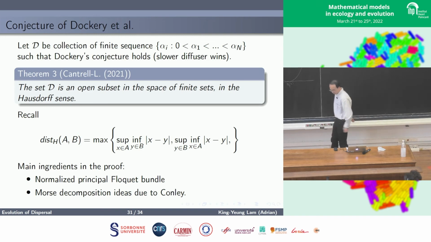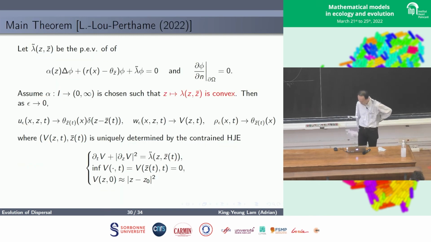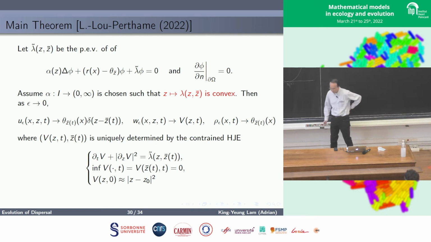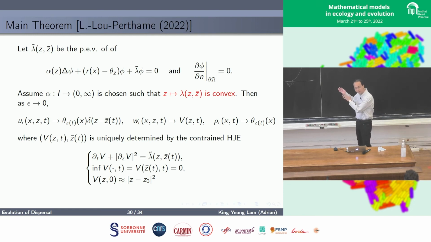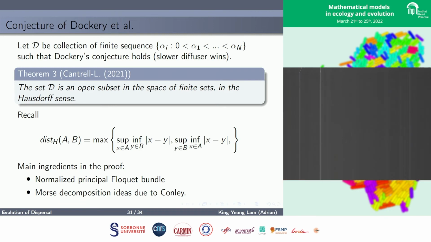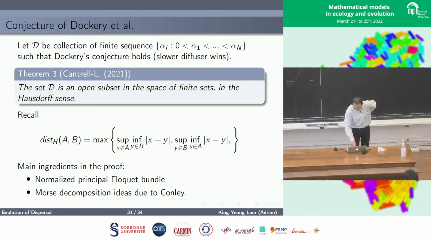The consideration of the principal Floquet bundle originated from this collaboration, and it turns out that if you think of the selection-mutation model as a model of infinitely many species, we have found a concept that is useful for considering competition of species when it is more than 2 species. And indeed, with the notion of normalized principal Floquet bundle, I revisited the Dockery problem.